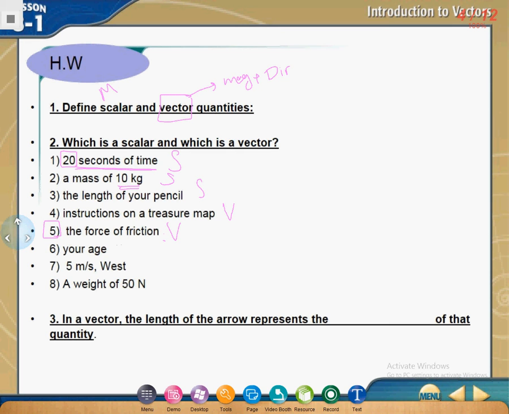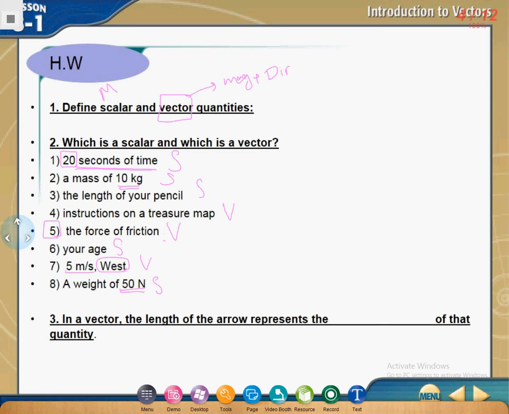Your age, of course, it's a number. We don't have direction, so it's a scalar. 5 meters per second or 5 meters per second west. West, this means we have a vector. A weight of 15 Newton, there is no direction, sorry, so it's a scalar.